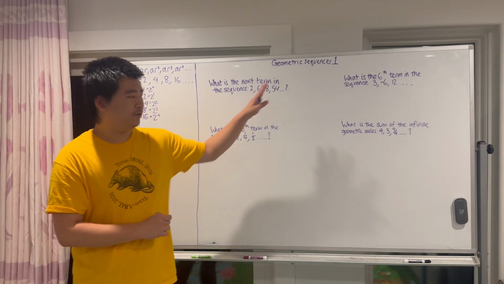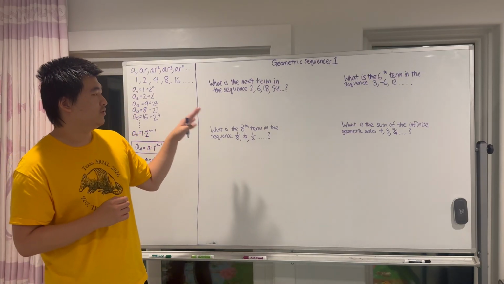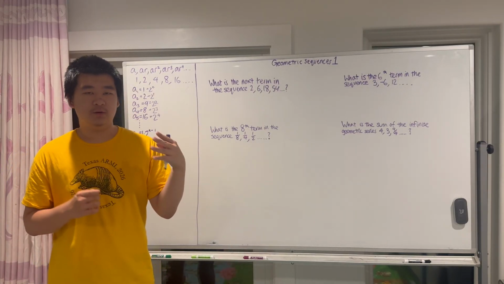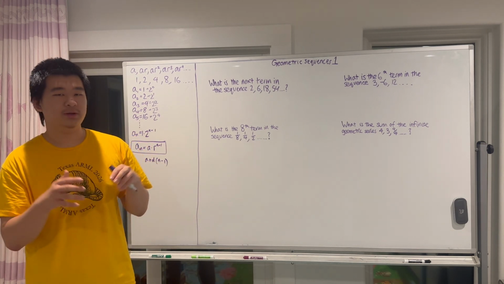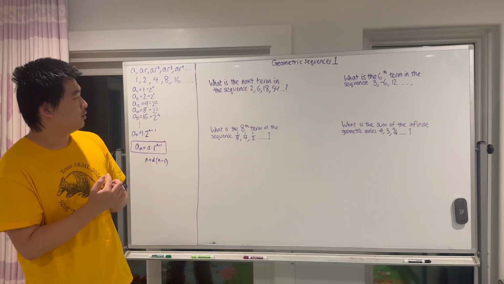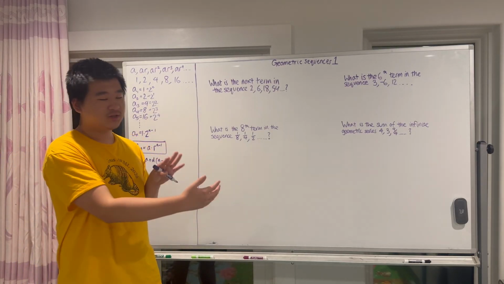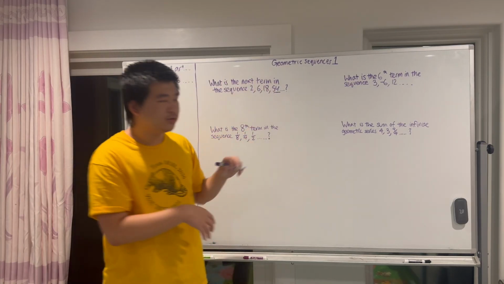So let's move on to applying this formula. What is the next term in the sequence? 2, 6, 18, 54. Like in the arithmetic sequence video, here we don't really have to apply the formula, but it's just a test that you know what you're doing. In order to find the next term, we have to know the previous term, which we have right here, and we also have to know r.